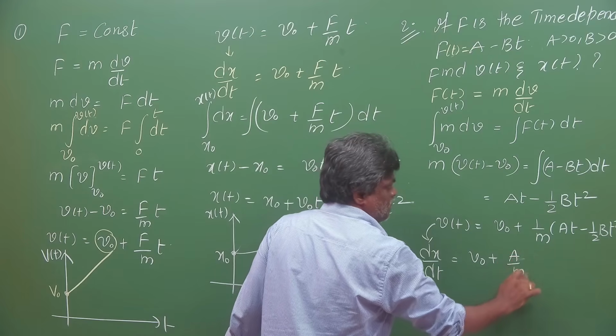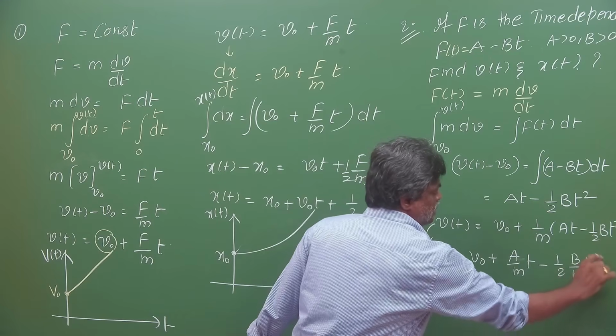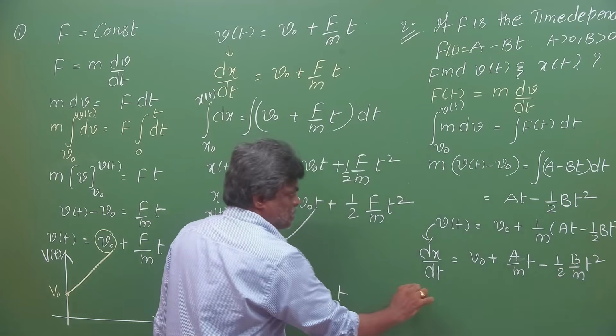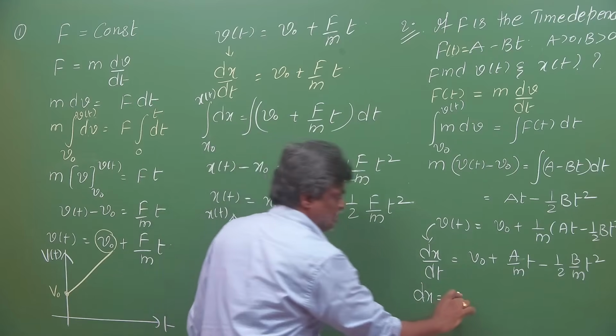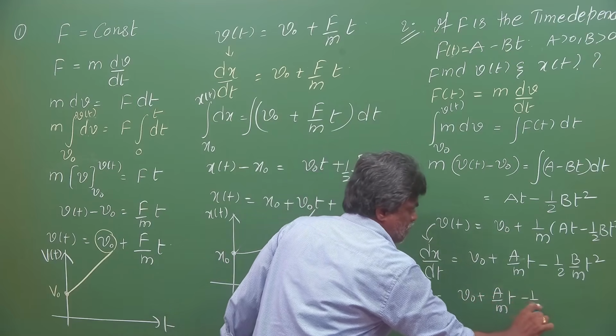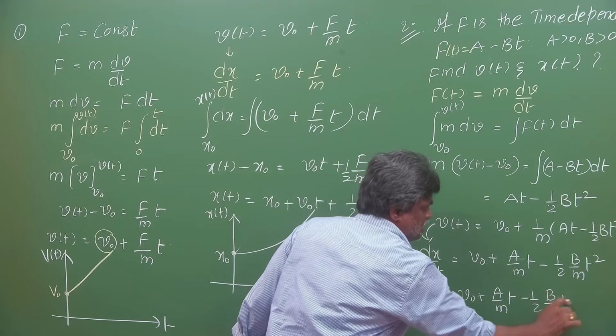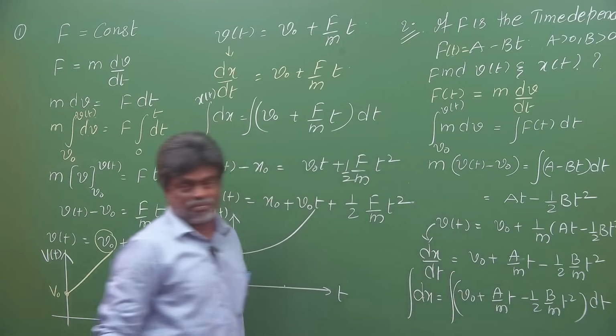A by m into t minus a half b by m into t square. Now again just cross multiply, dx equal to, I hope you completed, v naught plus a by m into t minus half b by m into t square dt. Now integrate, integrate.